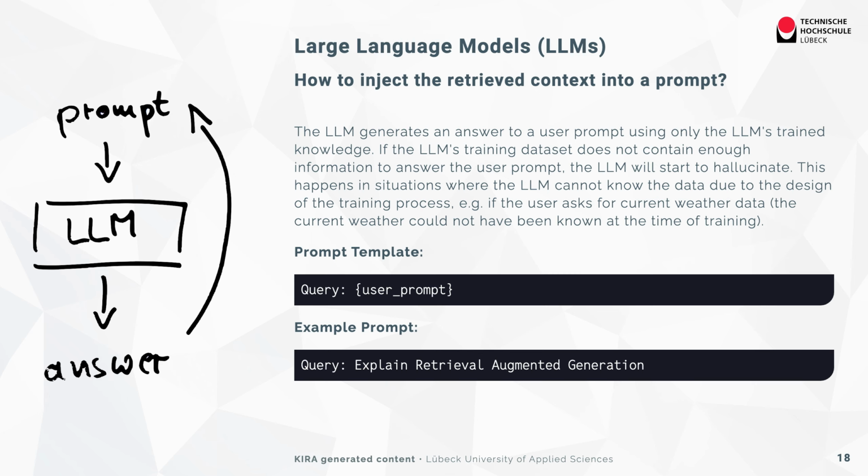Large language models are powerful tools capable of generating human-like text based on the extensive knowledge encoded during their training. However, they face a significant limitation. They rely solely on the data available up to the point of their training. This constraint often leads to a phenomenon known as hallucination, where the model fabricates information when encountering a query outside its knowledge base. For instance, if you ask a large language model about the current weather, it cannot provide an accurate answer, since this information is dynamic and was not known during its training.